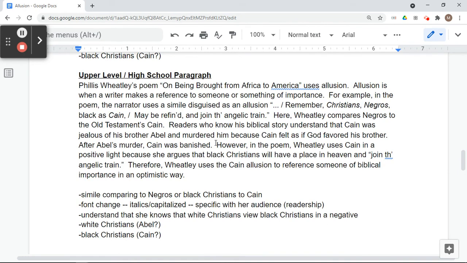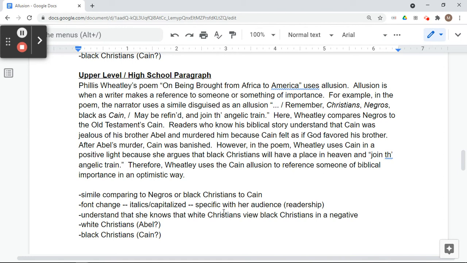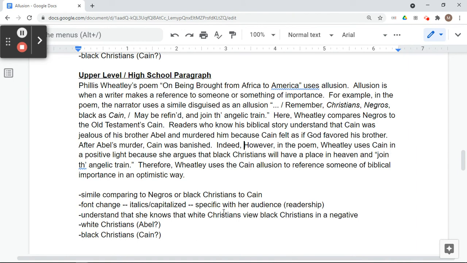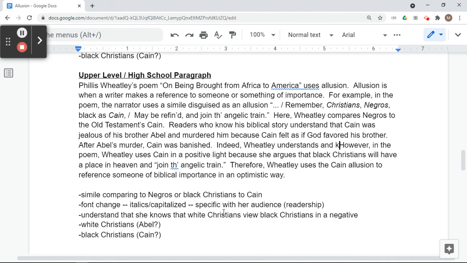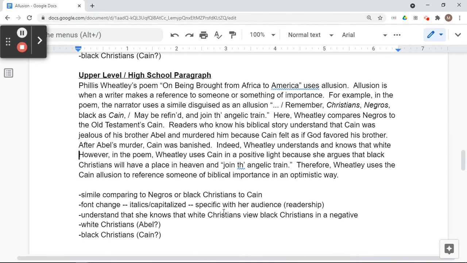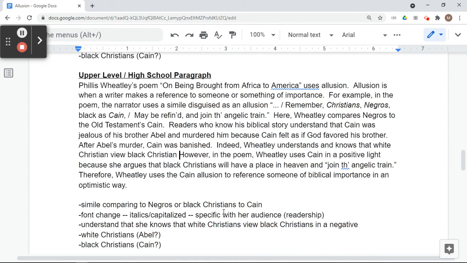And so in this case, here's where I may want to add that she understands and knows that white Christians view black Christians in a negative way. So I'm going to bring that in after Abel's murder, Cain was banished. Wheatley, indeed, and I love that transition word because it implies emphasis. Indeed, Wheatley understands and knows that white Christians view black Christians in a negative way. In that, and maybe not all white Christians, but again, she said some view our sable race with scornful eye.